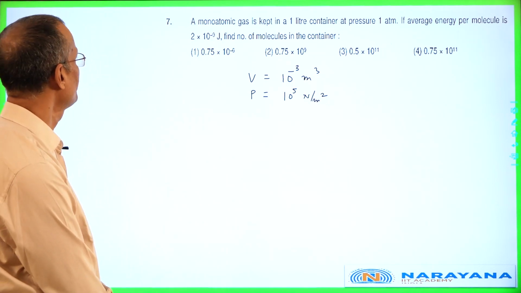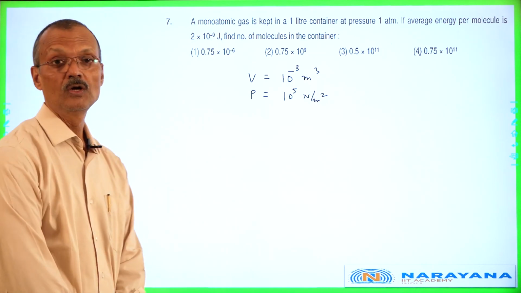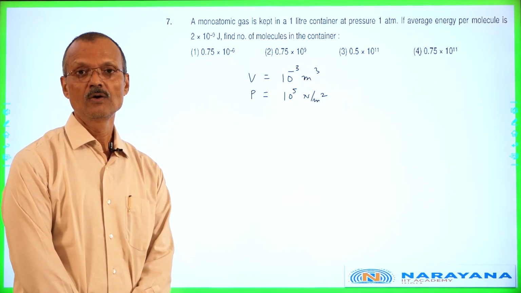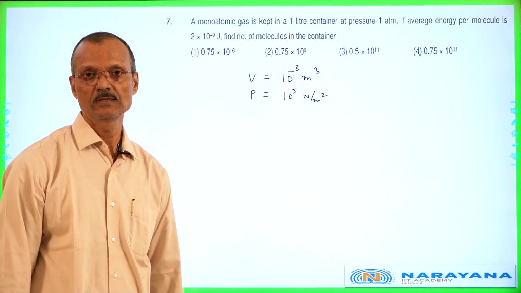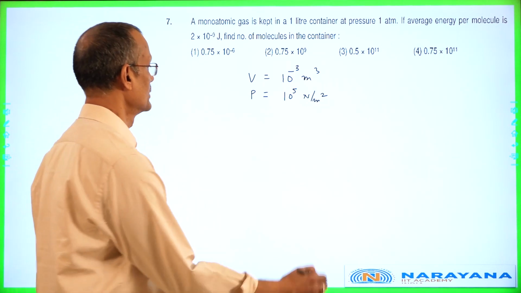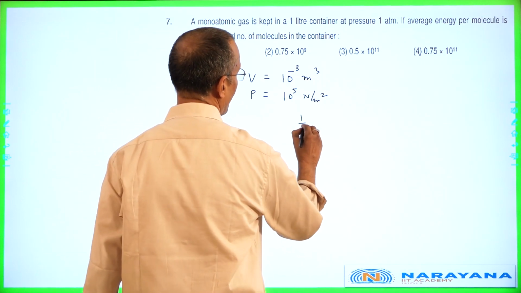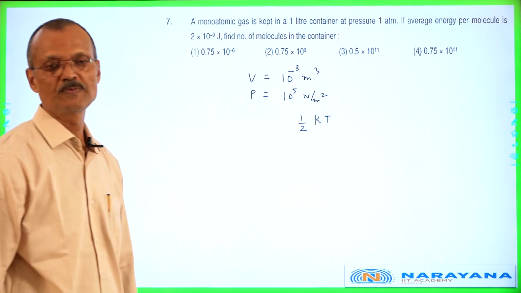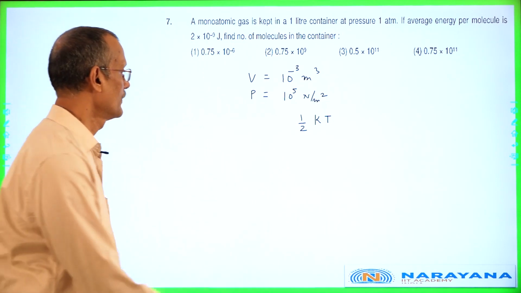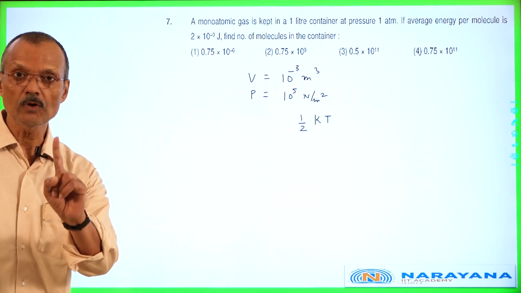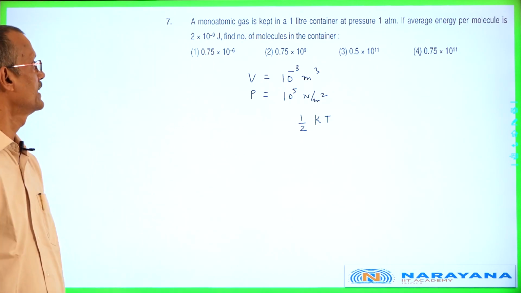Average energy per molecule. Now concentrate on the law of equipartition of energy. For one molecule, for 1 degree of freedom, how much is the energy? You know, it is half kT, where k is the Boltzmann constant. Am I right? It is the energy associated with one molecule for 1 degree of freedom.